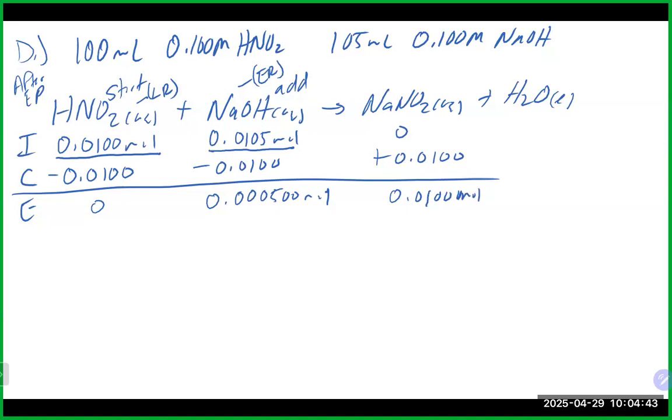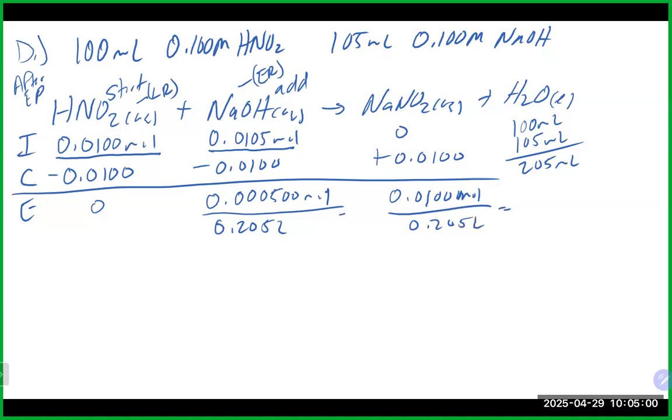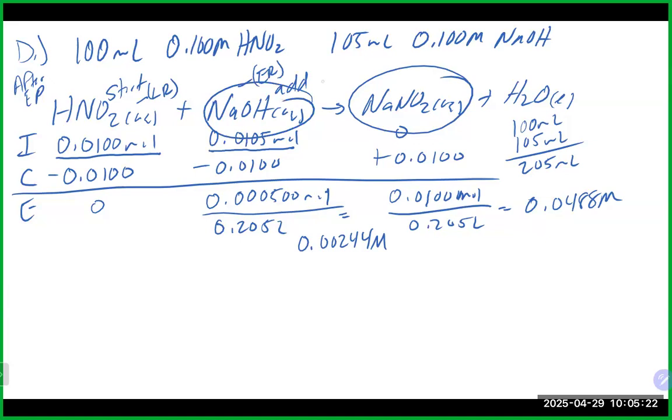We want our total volume here so we can convert it back into molarity. So obviously here we started with 100 milliliters. We added 105. So we're at 205 milliliters total volume. We'll divide this by 0.205 liters. Get a couple answers there. Looks like 0.00244 molar. And 0.01 divided by 0.205, we got 0.0488 molar. At this point, we have basically this guy left over and this guy left over.